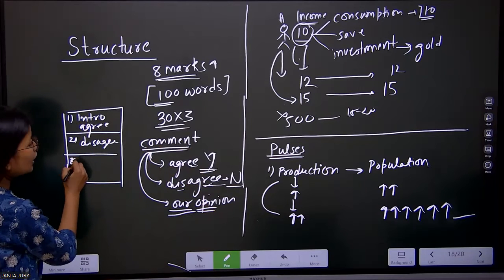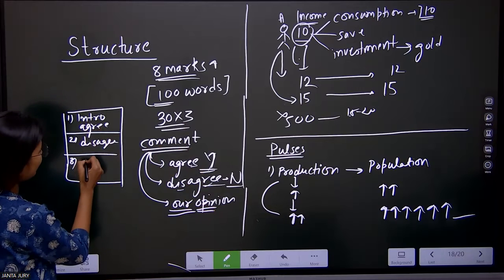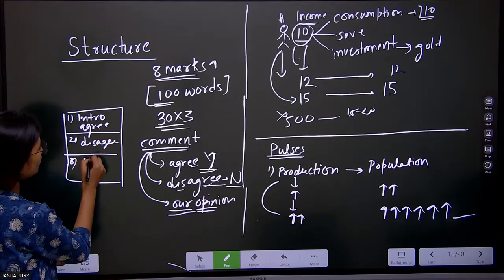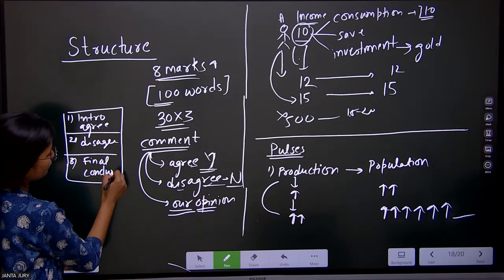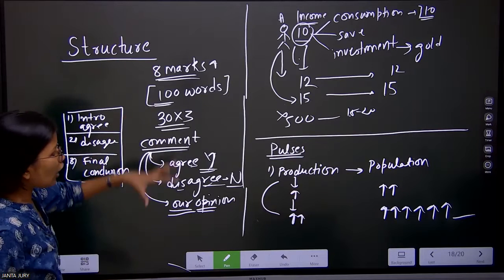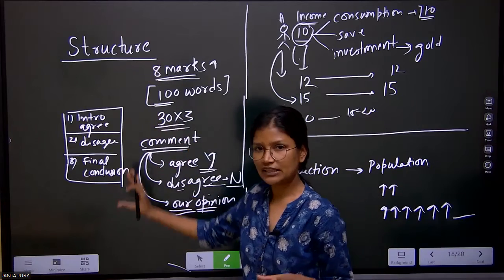Okay. And finally, since the question was about comment, so हम थोड़ा comment भी कर देंगे, ठीक है? We will finally give our opinion, final verdict, and then we will conclude with our final verdict. Fine. So this is how the answer needs to be structured. Okay. So this should be the structure of the answer.